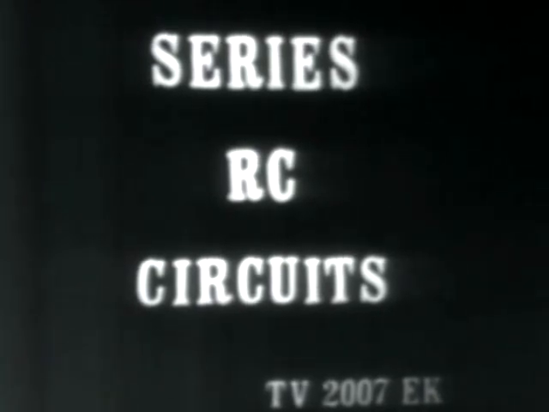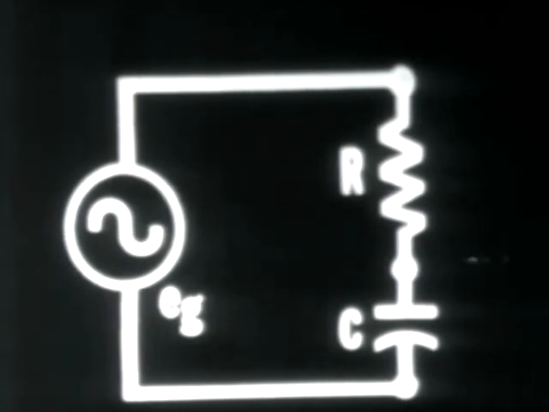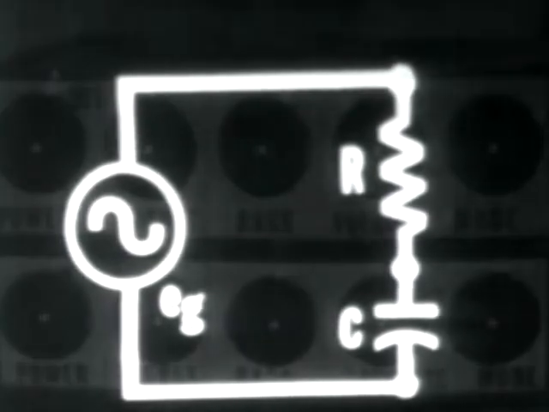Series RC circuits. What do they look like? A resistor and a capacitor in series across an AC voltage source.